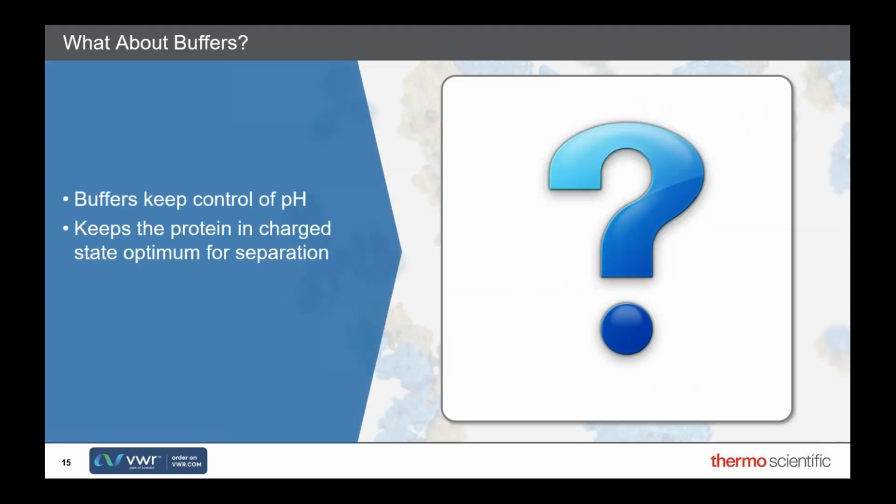And what about the thorny subject of buffers? Buffer design for charge variant analysis is very important to keep control of the pH and thereby keep the protein in the same charge state that's optimum for separation. This is also essential for method robustness and transfer of the method to other laboratories.